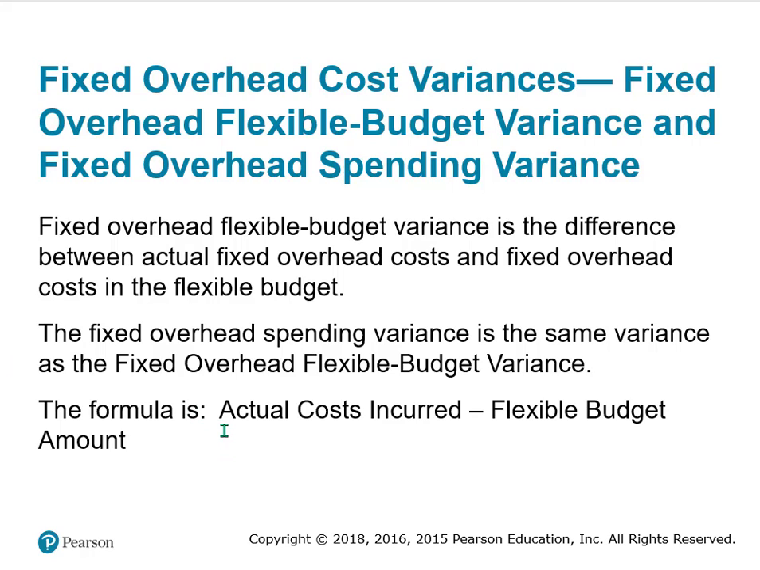So the fixed overhead flexible budget variance is simply the difference between actual fixed overhead costs and fixed overhead costs in the flexible budget. And make sure that you do the short problems with me that go along here, because it just helps get the formulas and the format and everything in your head. The fixed overhead spending variance is the same variance as the fixed overhead flexible budget variance. You'll see in the example that we do. So the formula is actual costs incurred minus flexible budget amount. That's the fixed overhead budget variance.